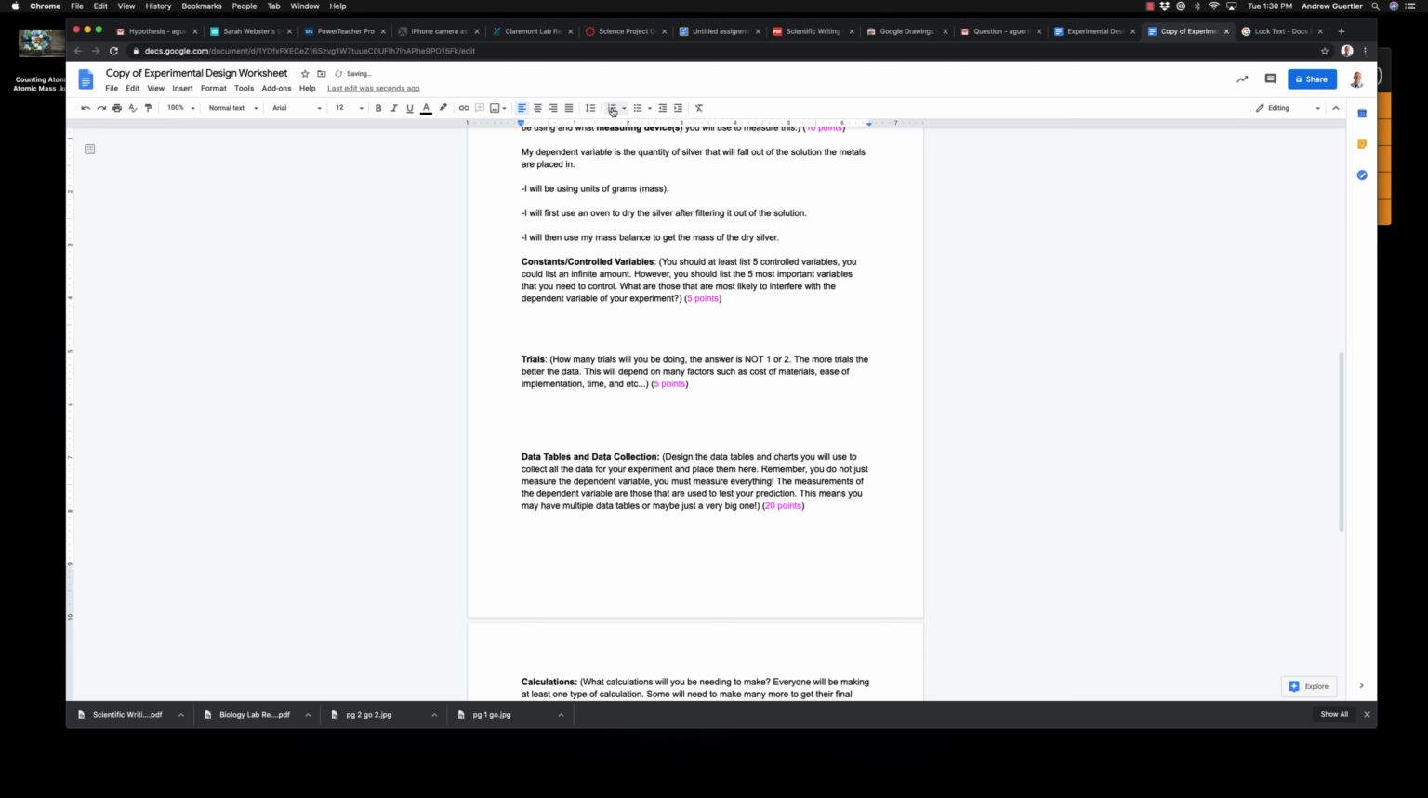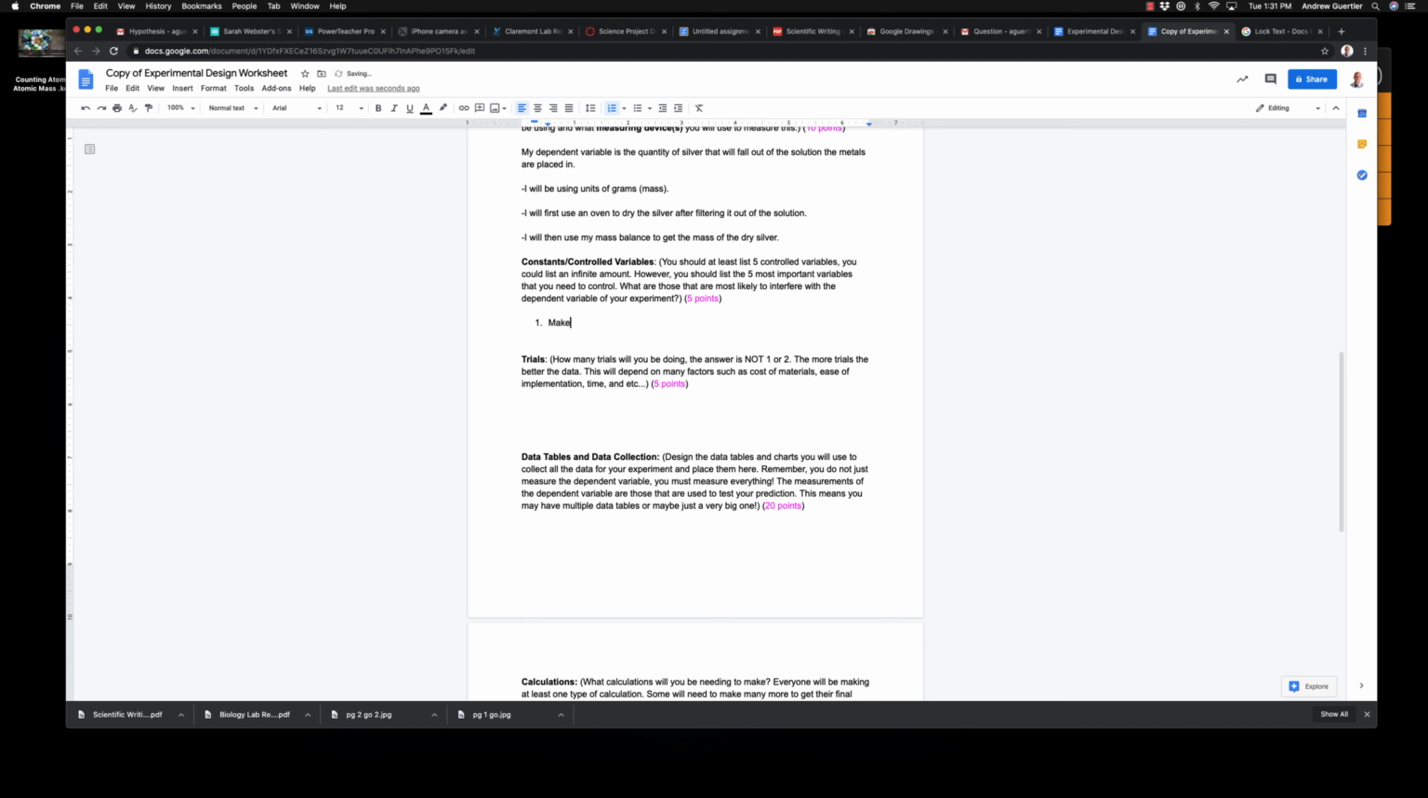Now, the ones that we want to pick are going to be the ones that are most likely to affect our experimental results. So I'm going to think to myself, what are the things that I want to control that are going to be most likely to affect my results? Well, I have more chemical knowledge than you do, so I'm going to pick some things that may not come to you first, but that's okay. This is a learning experience for you.